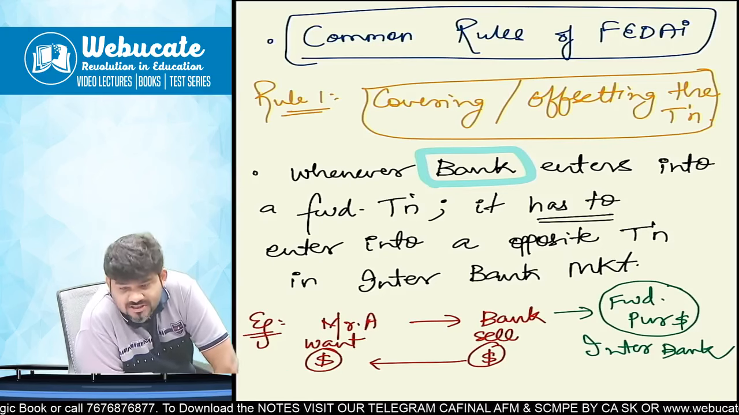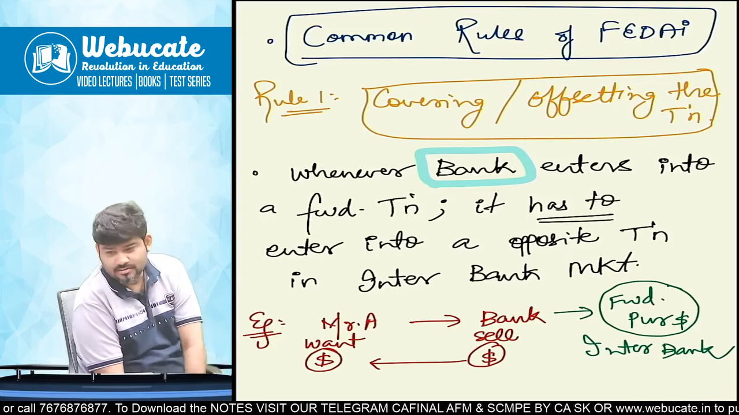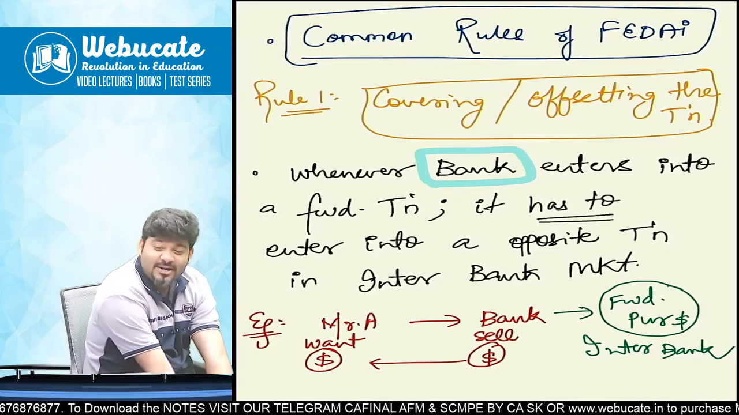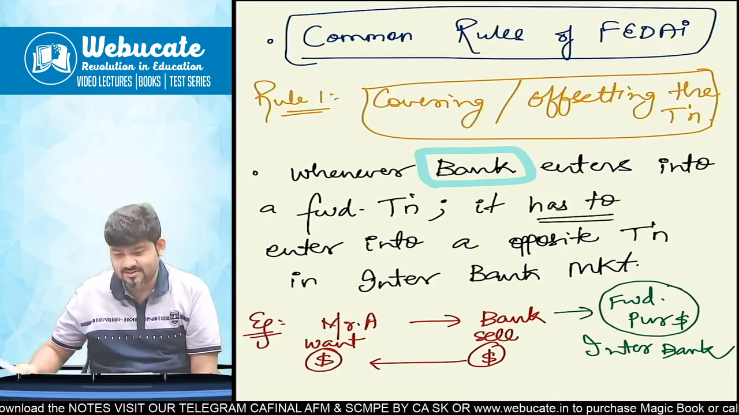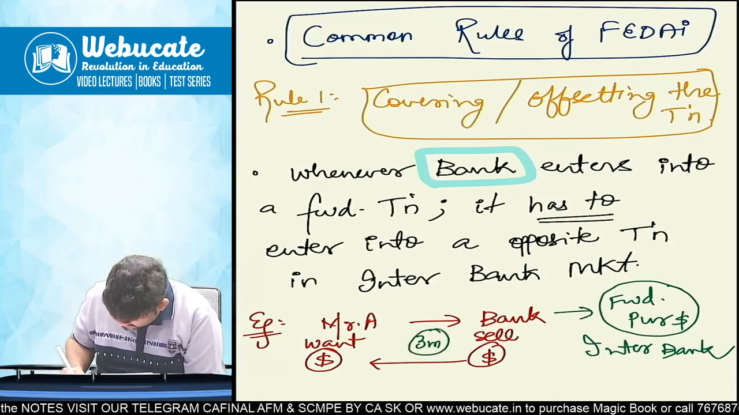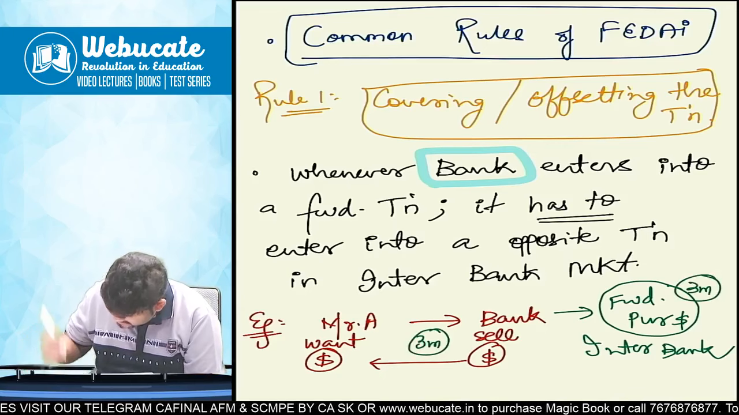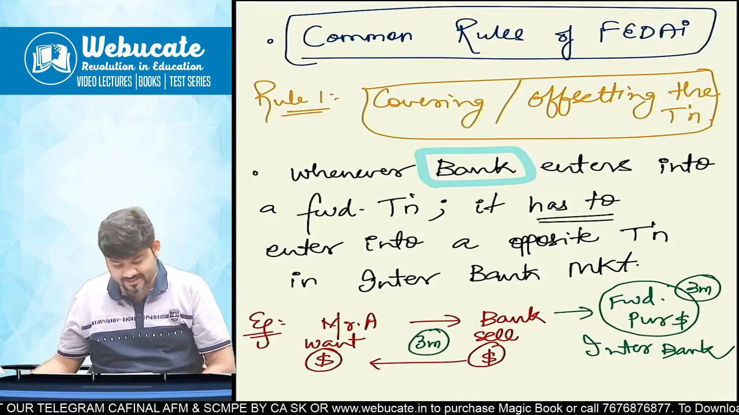Mr. A wants dollars. So, the bank will sell dollars. Now, if the bank wants to sell dollars after 3 months, the bank will enter into a forward purchase for 3 months. Got it? Yeah, got it. So, this is 3 months. This is 3 months. In interbank. Done.